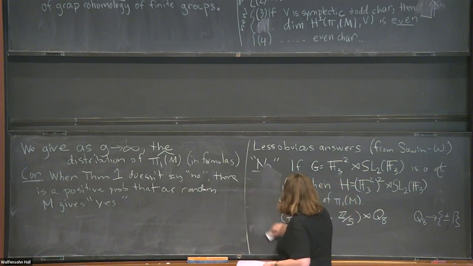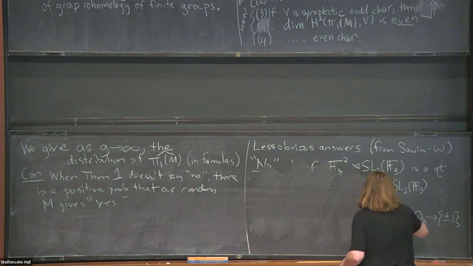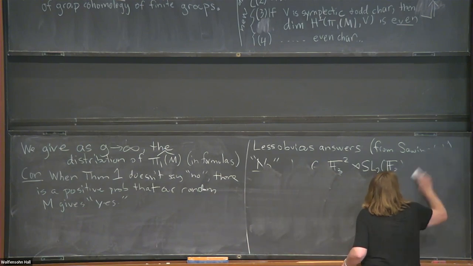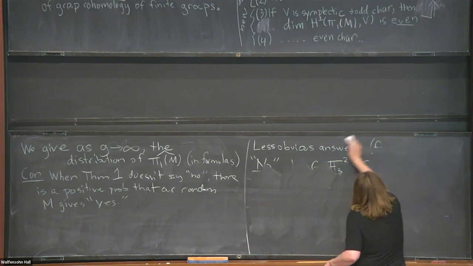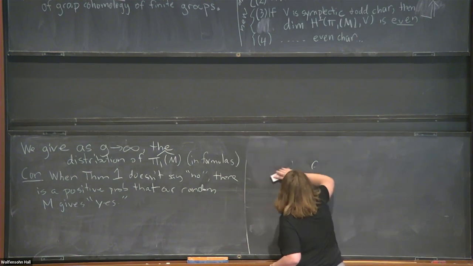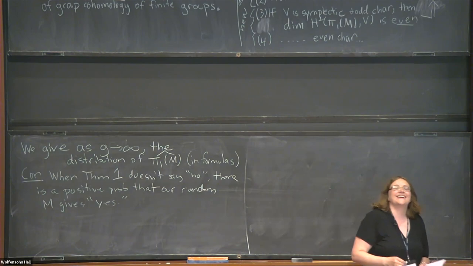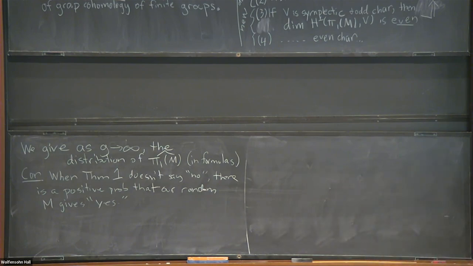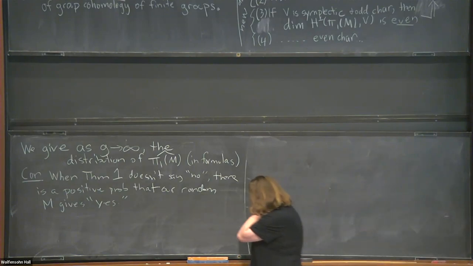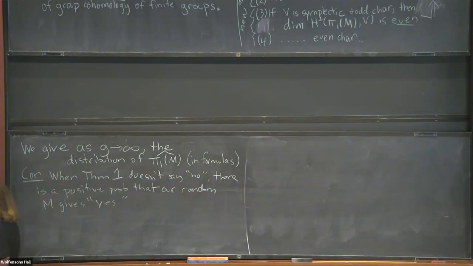And so that is now, and there I sweep under the rug most of the work and the interesting new things, which has a lot to do with our work on the moment problem for random groups, which is how we are able to produce these formulas for the distribution of pi 1 of M.